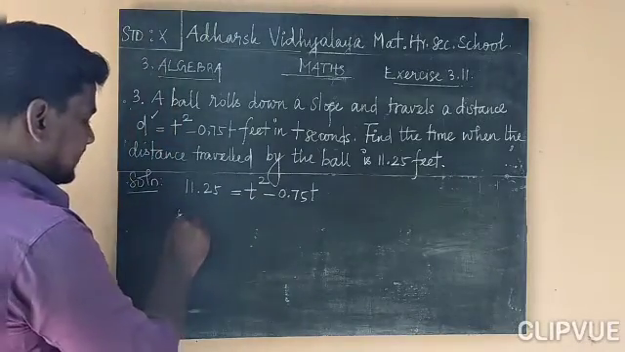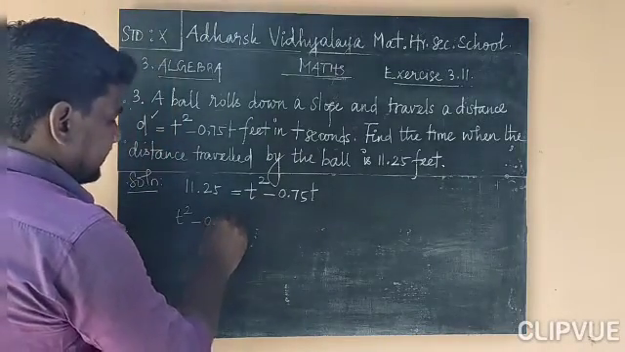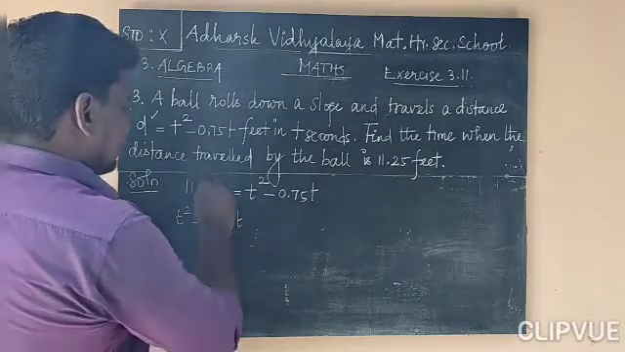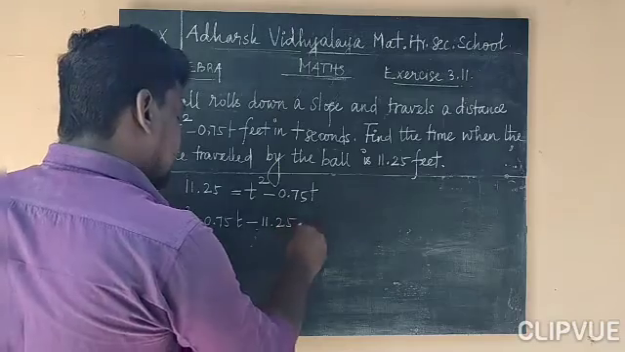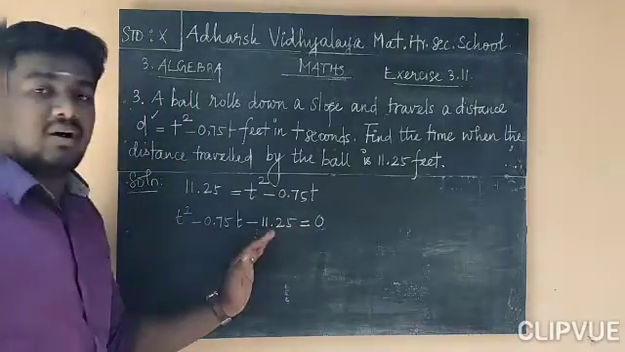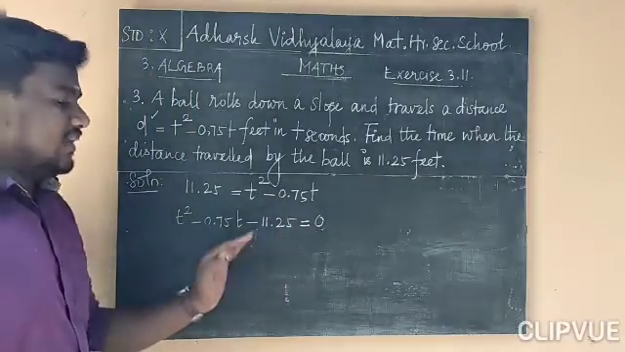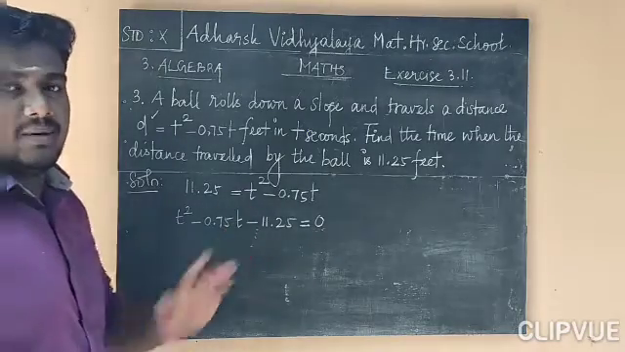So it can be written as t square minus 0.75 into t. This plus 11.25 becomes minus 11.25, which is equal to 0. Now it is in the form of a quadratic equation in the variable t. So we are going to find the value of the variable t here.